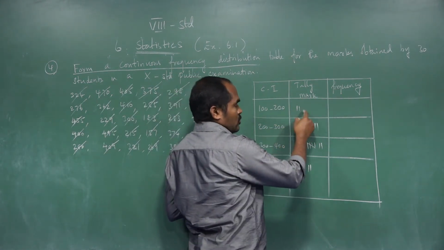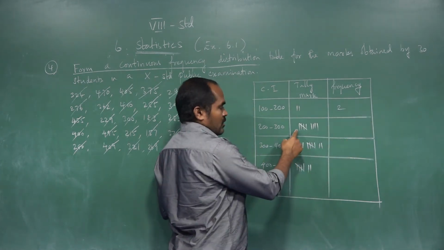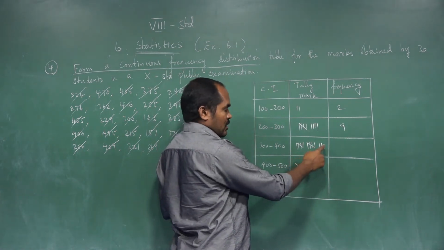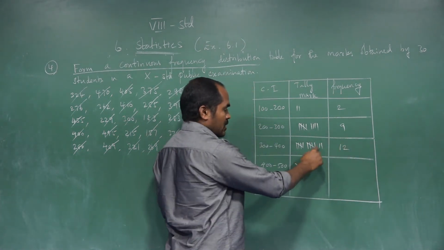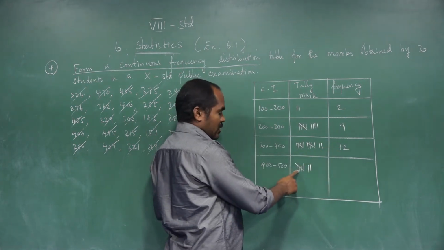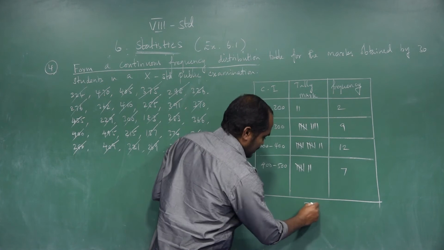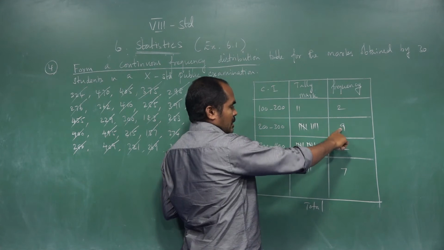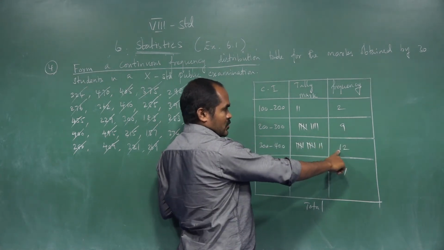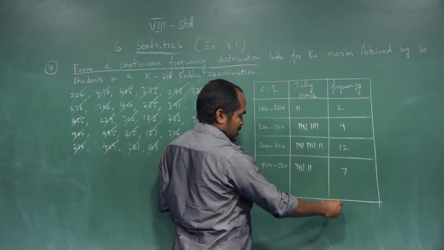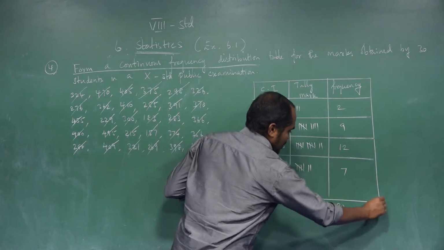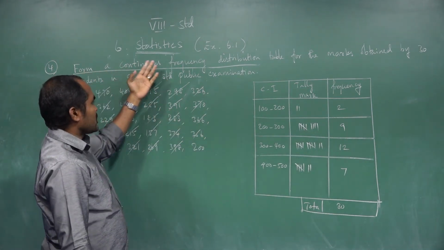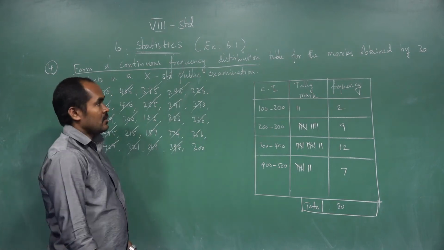So here 1, 2, 2 lines. We want to write 2. Then 5 plus 4 is 9. So 5, 10, 12. 5 plus 5, 10. 10 plus 2 is 12. Here 5 plus 2 is 7. So total: 2 plus 9 is 11. 11 plus 12 is 23. 23 plus 7 is 30. So totally 30. So this is a continuous frequency distribution table.